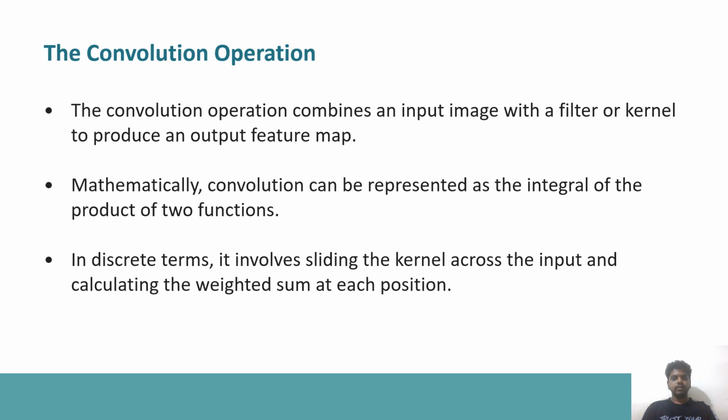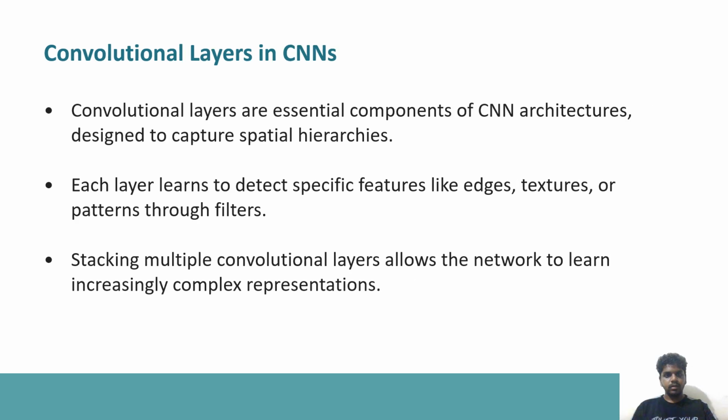Operations in convolution. The convolution operation combines an input image with a filter or kernel to produce an output feature map. Mathematically, convolution can be represented as the integral of the product of two functions. In discrete terms, it involves sliding the kernel across the input and calculating the weighted sum at each position.